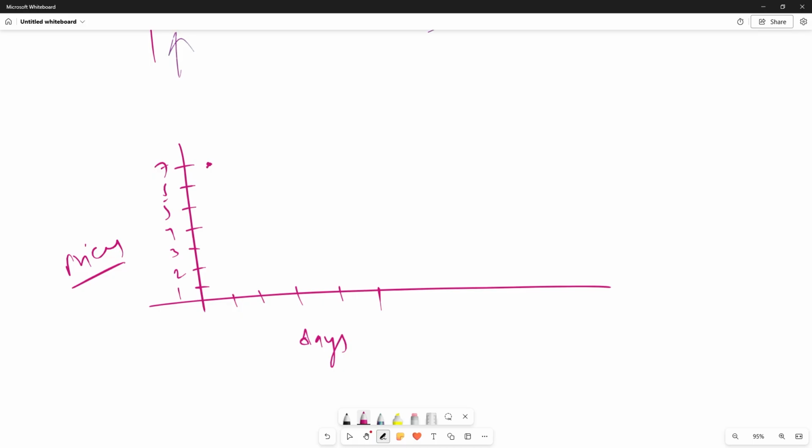On day 2 it goes to 6. On day 3 it was 4. And then 3, 1. So it is 3 here and 1 here. So you see the graph is continuously going down.